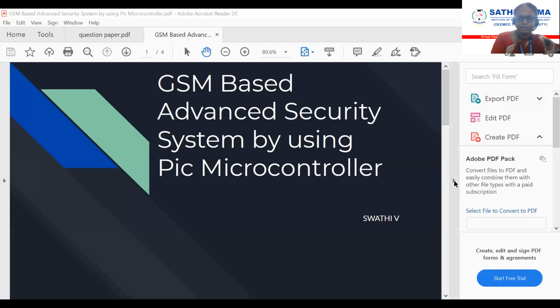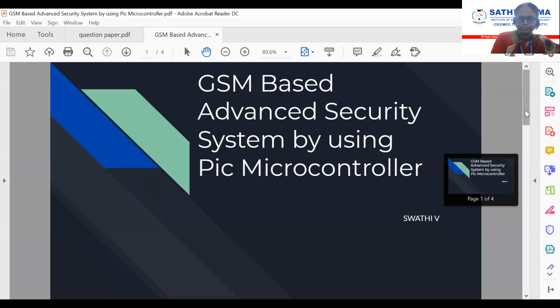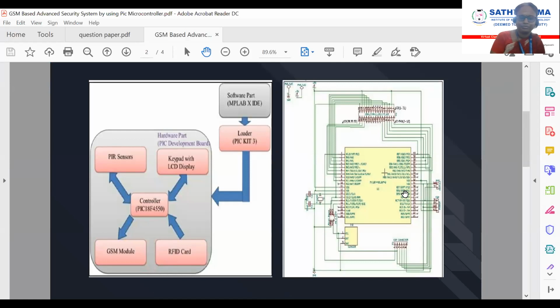Good morning, guys. Today I'll talk about the GSM based advanced security system using a PIC microcontroller. Here the PIC microcontroller is interfaced with a PIR sensor, keypad with LCD display, GSM module, and RFID reader. The right side is the complete embedded system of this topic.